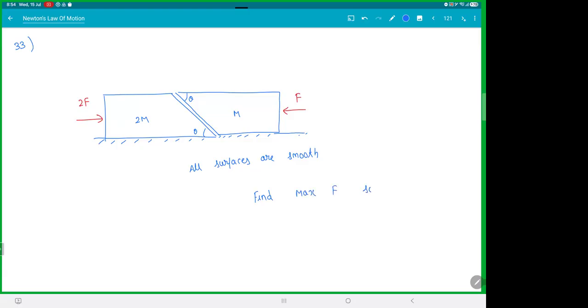Find max f so that m does not climb onto m. Meaning if you apply really a lot of force, there is a possibility it will become something like this. You getting? It can climb on top of it. I don't want this to happen. What is the maximum force you can apply? Let's get this thing. All surfaces are smooth.